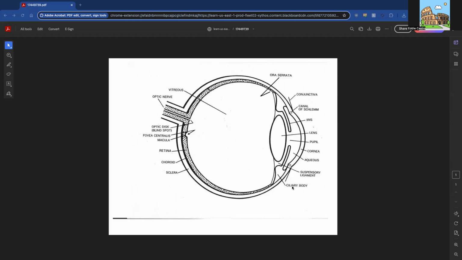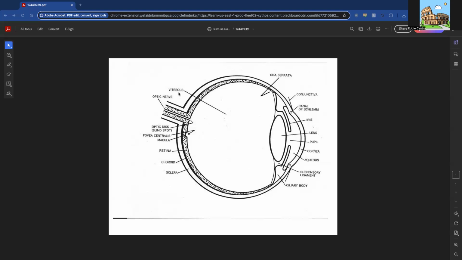Okay, the ciliary body. The ciliary body or the ciliary muscles are found in the middle part of the eye near the lens. They surround the lens and are responsible for adjusting its shape to focus on near or distant objects. The suspensory ligaments are located between the lens and the ciliary body. These fibers attach the lens to the muscles, allowing the lens to change shape as needed for focusing.